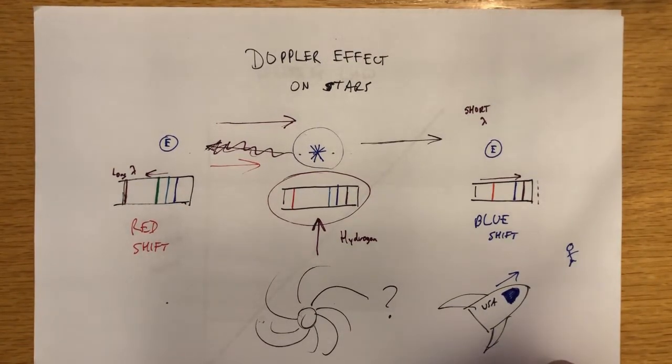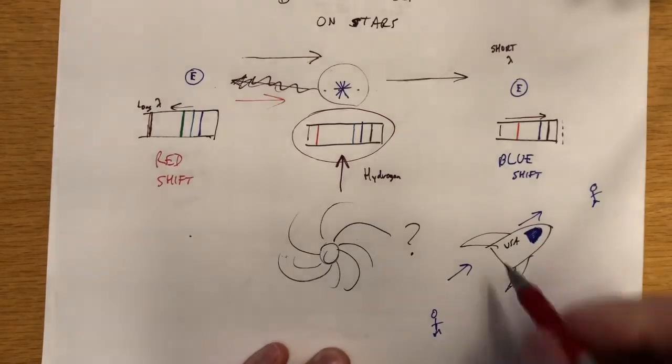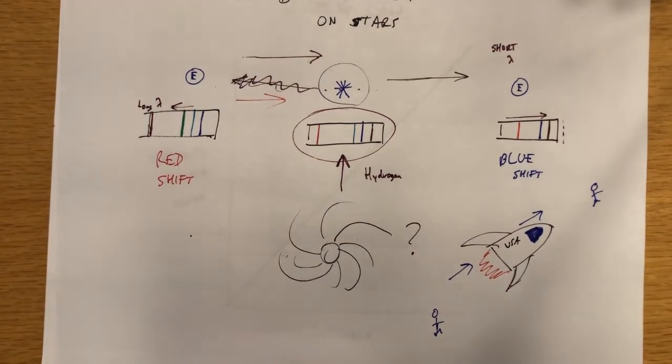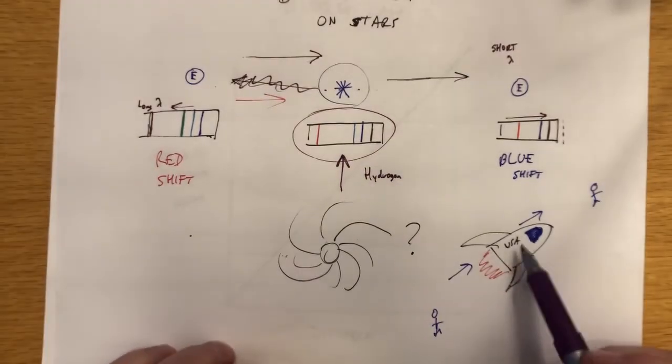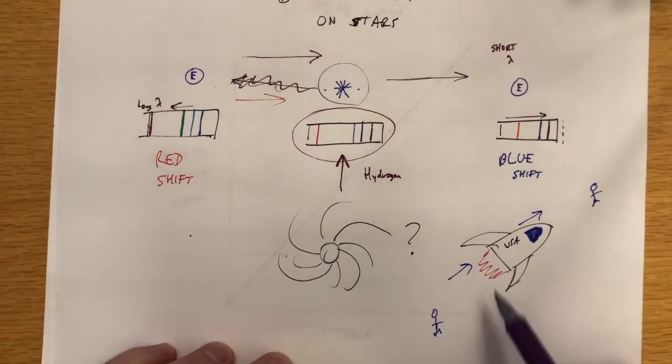What happens though if you're way down here and it's moving away from you? What color are you gonna see? The flames coming out my engines. So just a silly little way to remember this. If an object in space is coming towards you, it will have a blue shift. If it's going away from you, it will have a red shift.